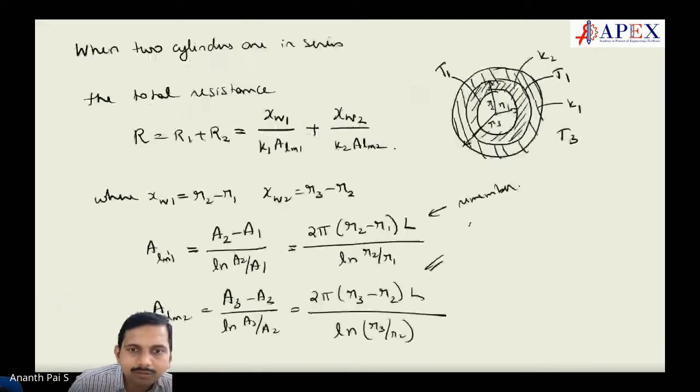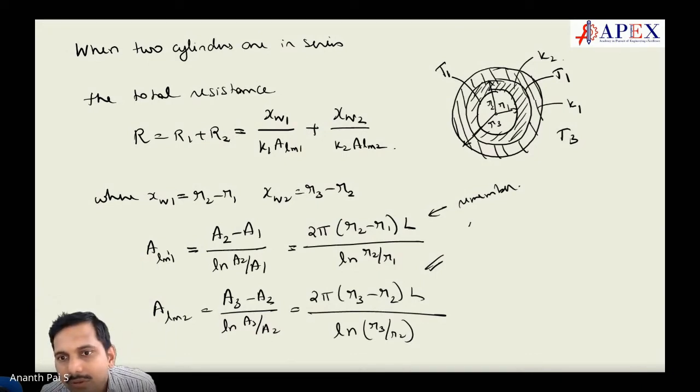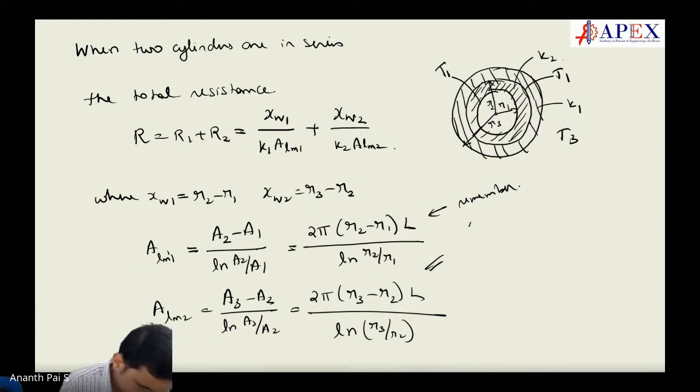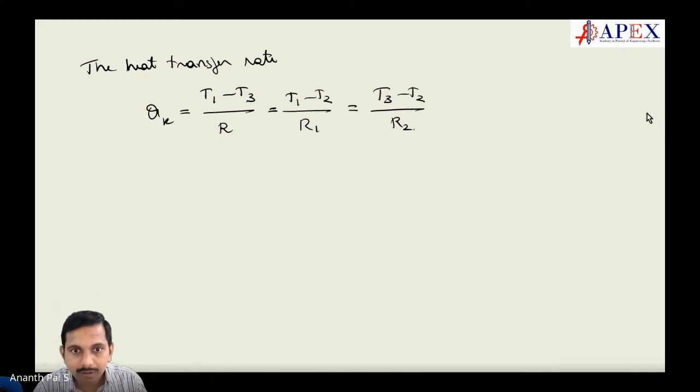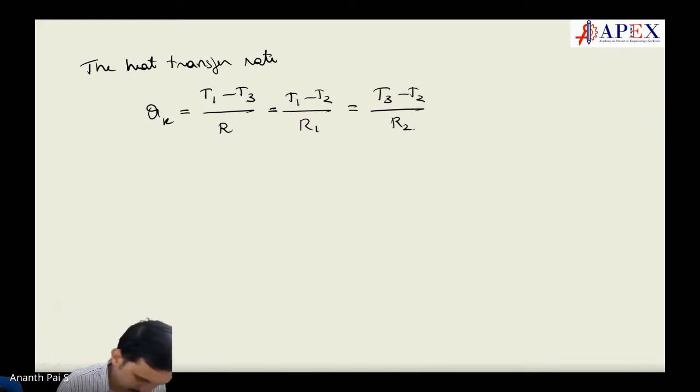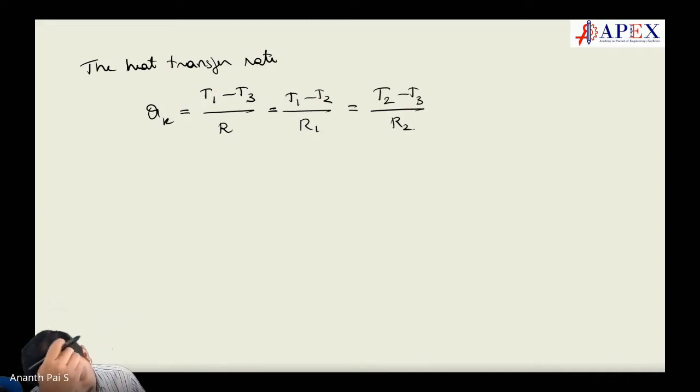Then what? So I did a mistake. This is T2. Let this be K2. Let this be K1. Okay, fine. Not proper. T2. My bad.